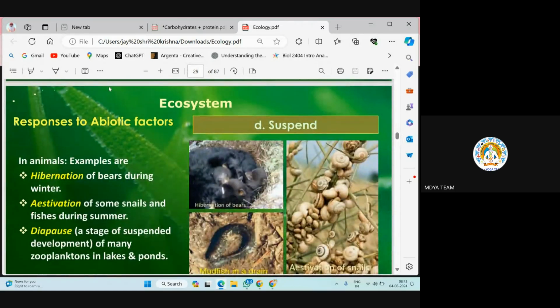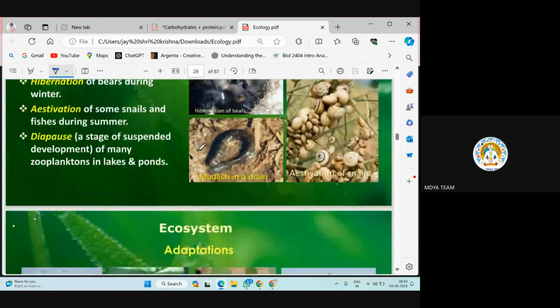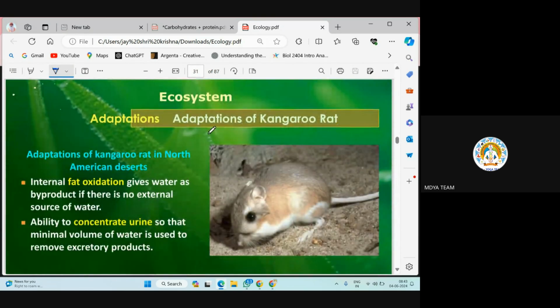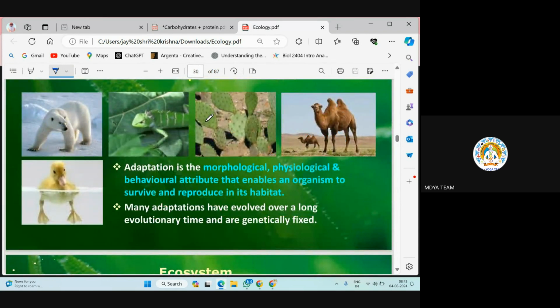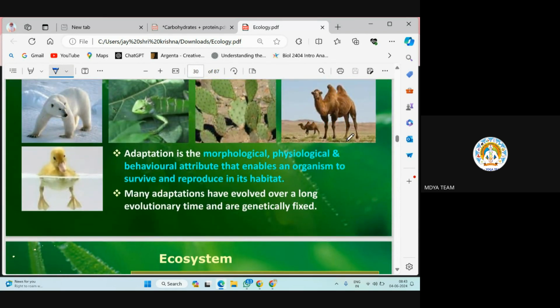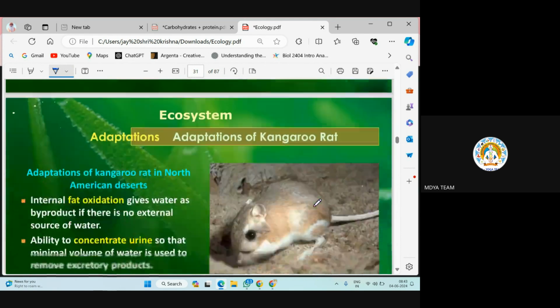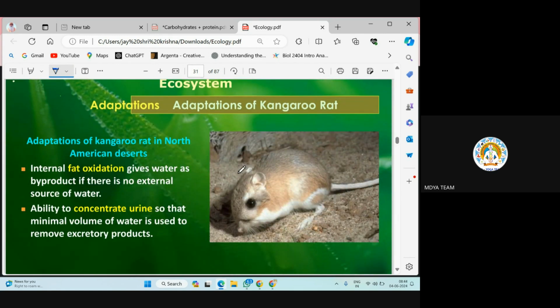Okay, so some adaptation we should be knowing. I already explained these terms to you. Okay, so some adaptation we will see in the North American desert.